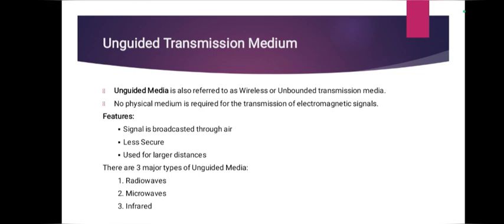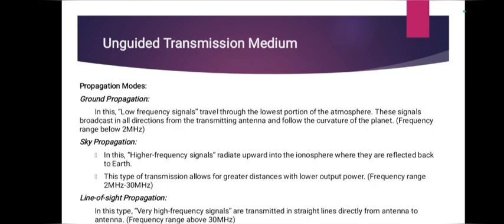The three types of unguided media are radio waves, microwaves and infrared waves. Now we can see one by one. Radio waves have propagation modes like ground propagation, sky propagation and line of sight propagation. Ground propagation is the frequency range below 2 MHz. Sky propagation has the frequency range of 2 MHz to 30 MHz. Line of sight propagation is transmitted in straight lines through the frequency range above 30 MHz.